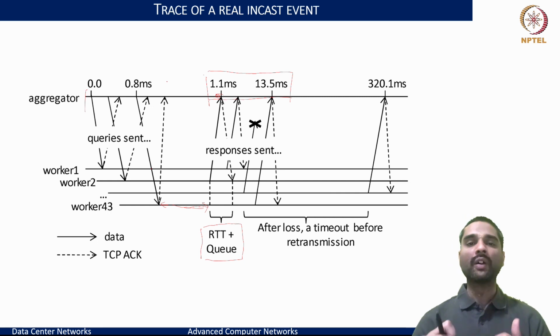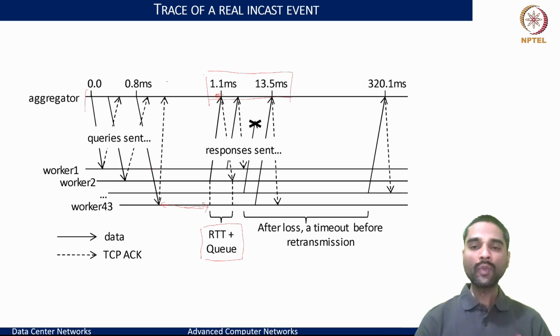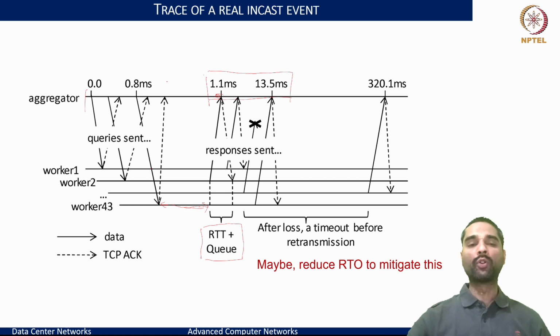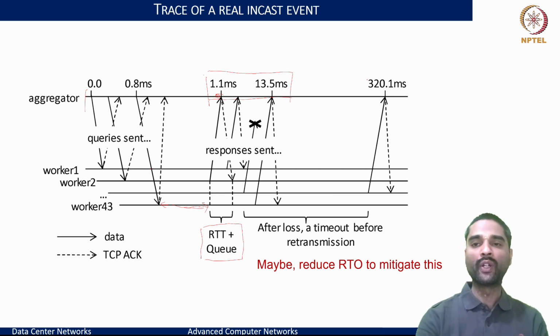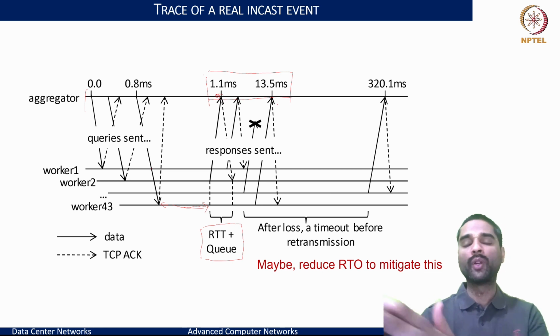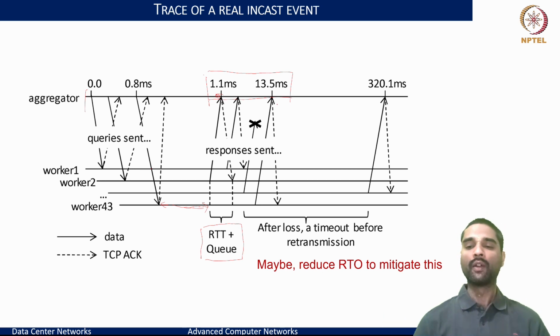And this is where we now need to see what could be the means to mitigate or overcome this. One of the very naive approaches would be, why not just reduce the RTO to a very small timeout? If we do that, maybe this 320 milliseconds of delay would not happen and we would be able to retransmit quickly, right?